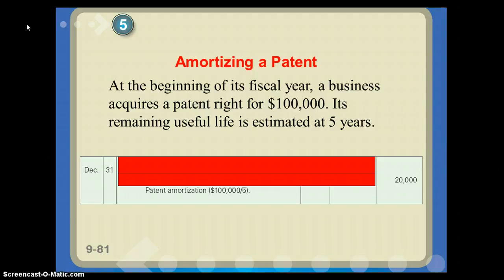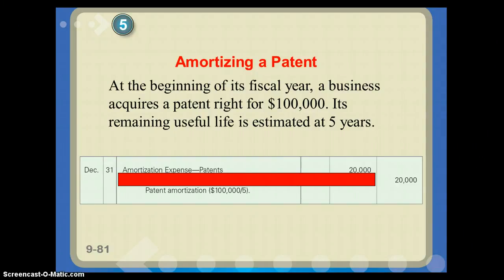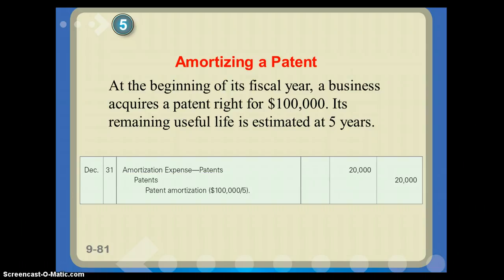So how do we journalize that? We have an amortization expense for patents of $20,000, and then we credit patents for $20,000 each year. How did we get that? $100,000 is the price of it overall, divided by the 5 years gives us $20,000. We debit the amortization expense for patents to increase that expense, it costs us to have that patent useful. Patents are assets, so we credit that asset to decrease it. So now the patent really only has $80,000 worth of value left in it after that year.